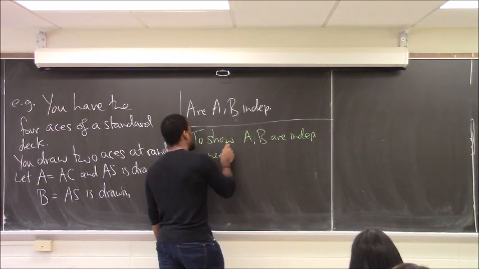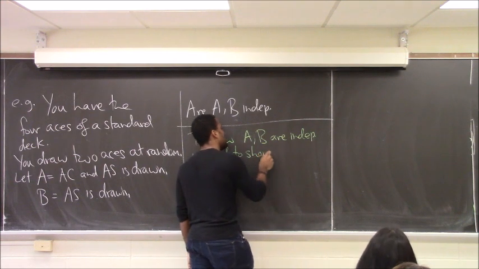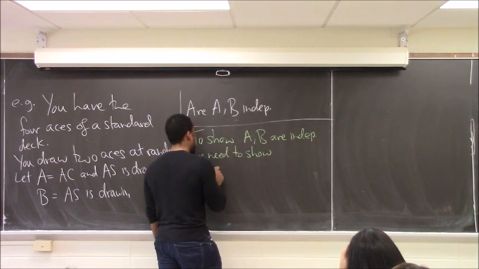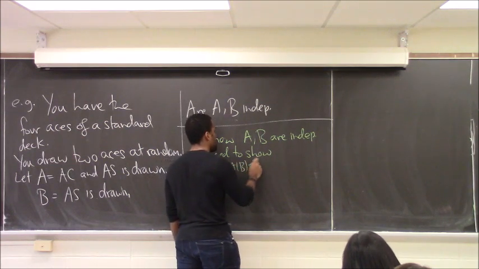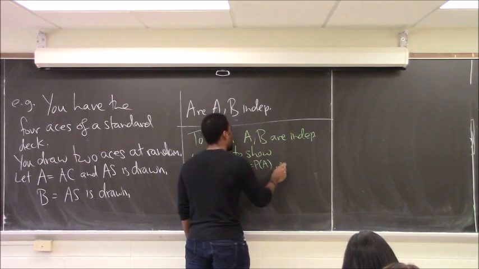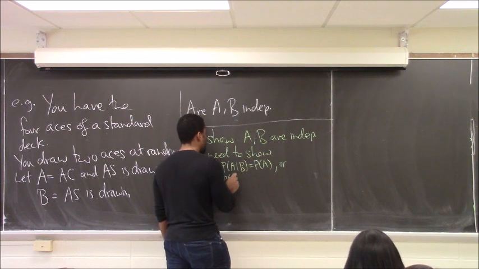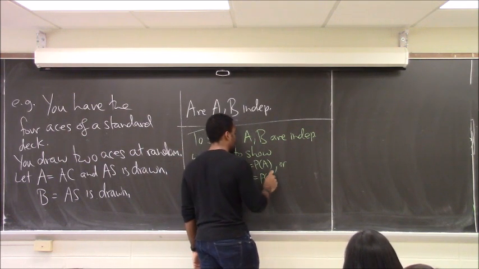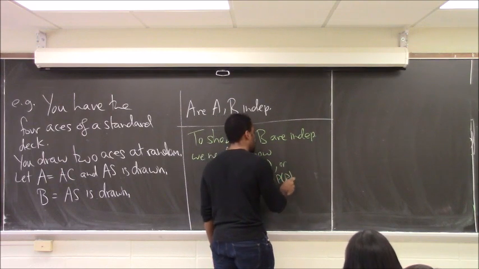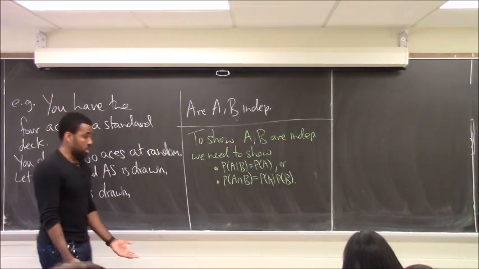We need to show either the probability of A given B is the probability of A, or the probability of the intersection is the product of the probabilities. Now either one you show is fine.